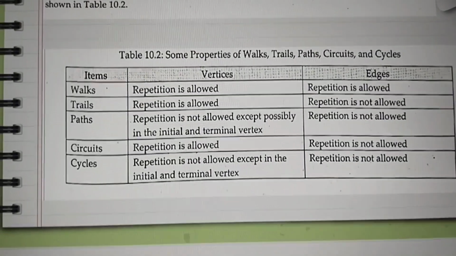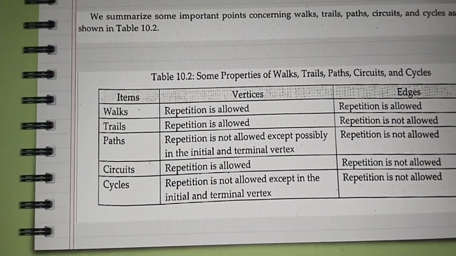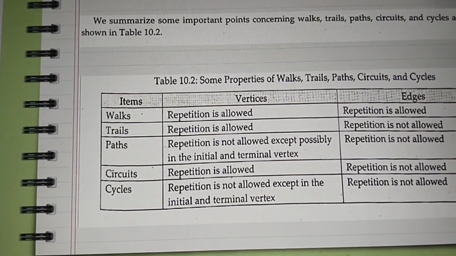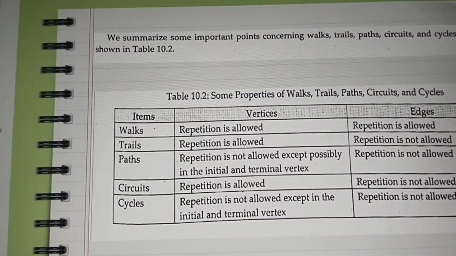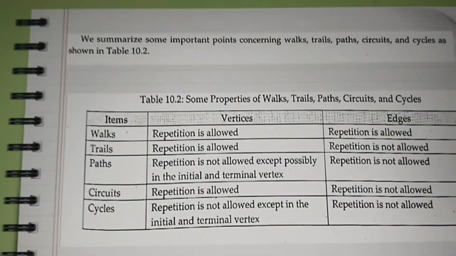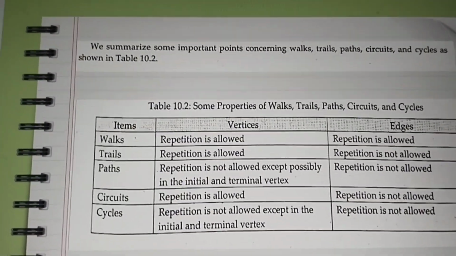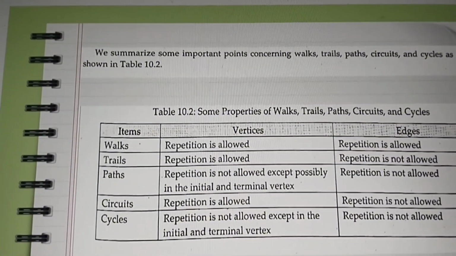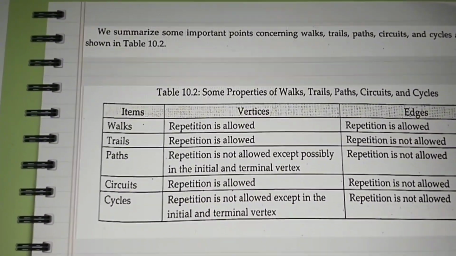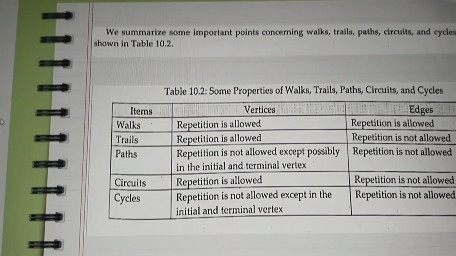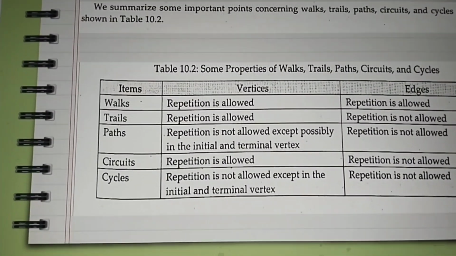It summarizes some important points concerning walks, trails, paths, circuits, and cycles, as shown in Table 10.2. In walks, repetition of vertices is allowed, and repetition of edges is allowed. In trails, vertex repetition is also allowed, but repetition is not allowed in its edges. In paths, repetition is not allowed except possibly in the initial and terminal vertex, and in the edges, repetition is not allowed. In circuits, vertex repetition is allowed, but in the edges, repetition is not allowed. Lastly, in cycles, repetition is not allowed except in the initial and terminal vertex, and in edges, repetition is not allowed.